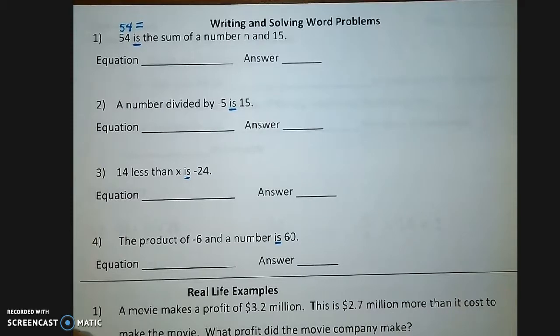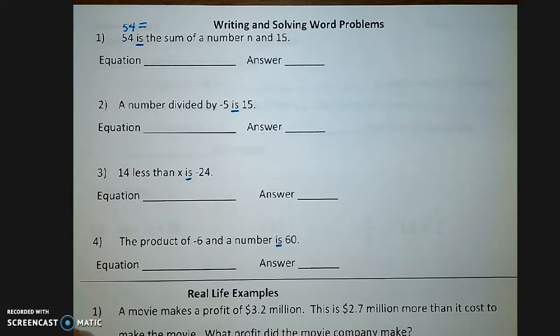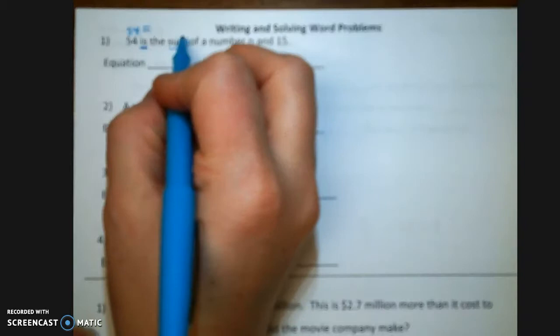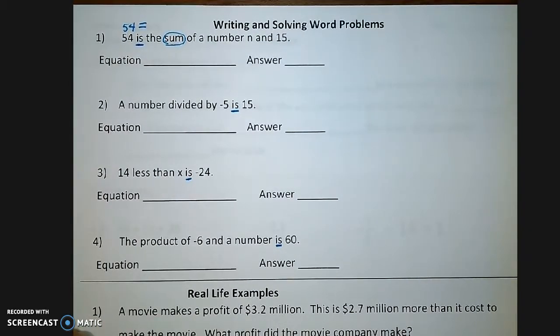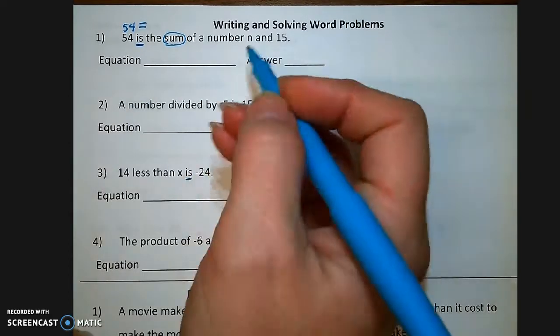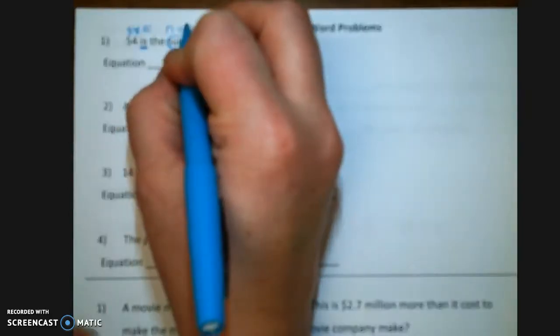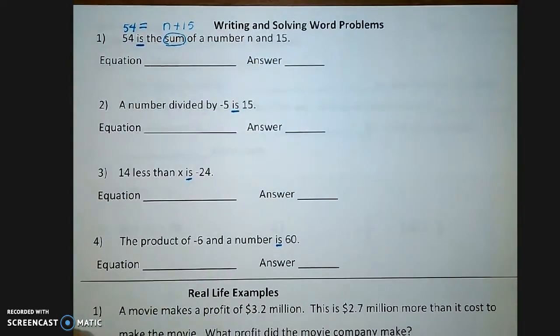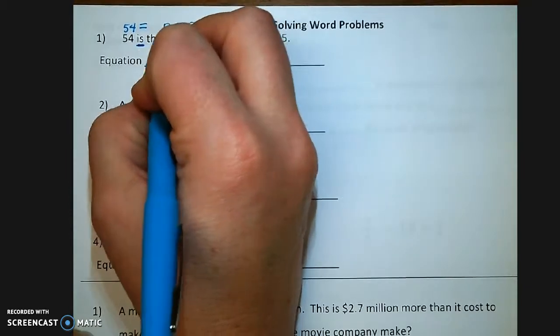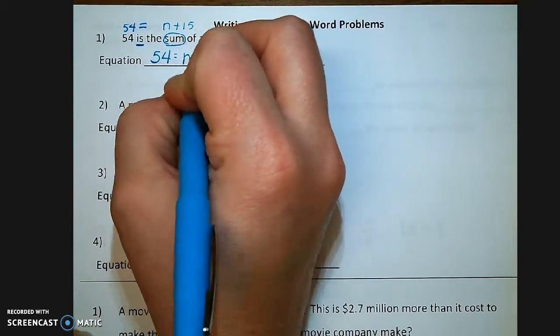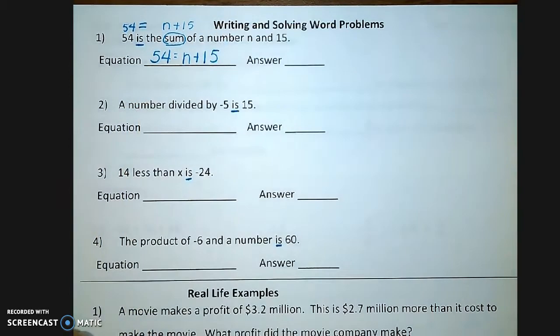I apologize, it keeps zooming in and out on this for some reason. The sum of a number n and 15. Well, the word sum is going to tell me to add. So I want the sum of a number n and 15. So that means I'm going to add n plus 15. And since it says n and 15 here, if you wanted to write it down here, you could. It's kind of tough with the words up there, but my equation is going to look like this: 54 equals n plus 15.